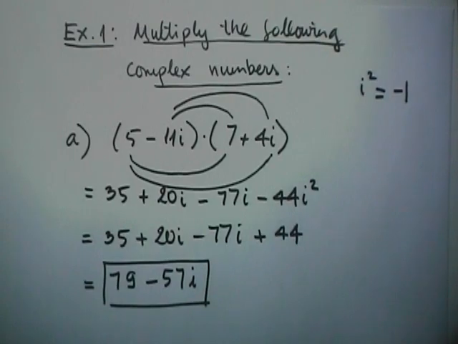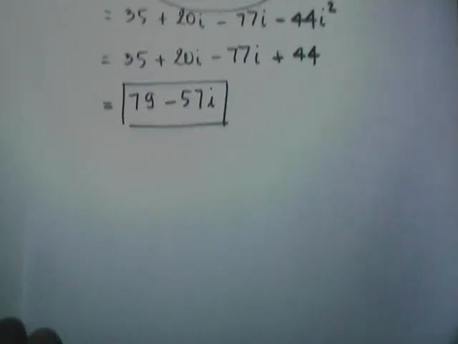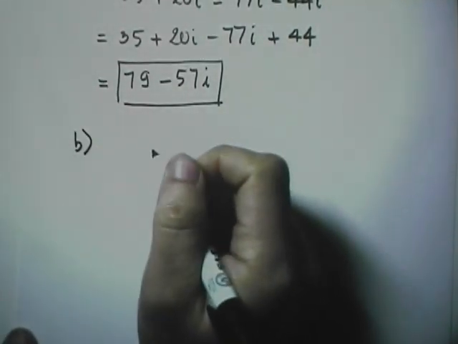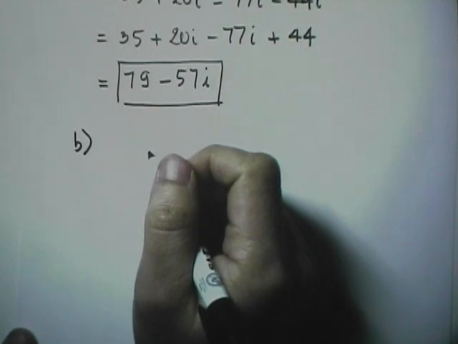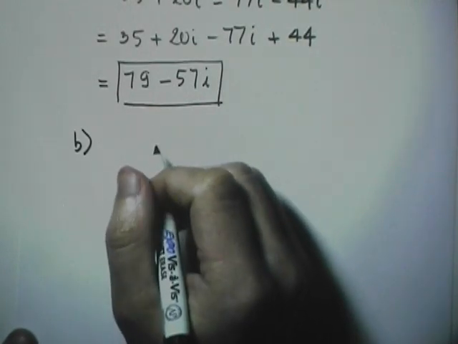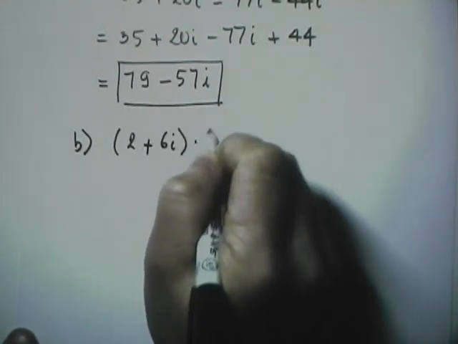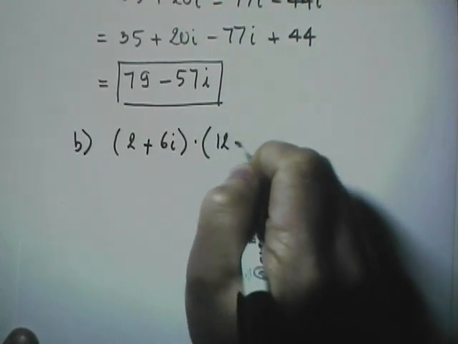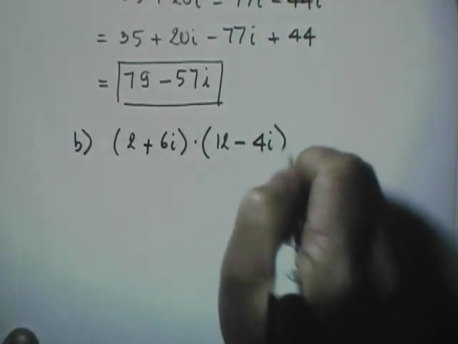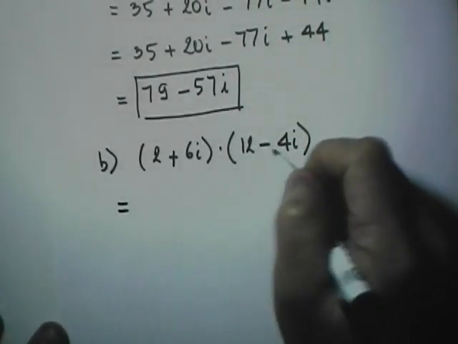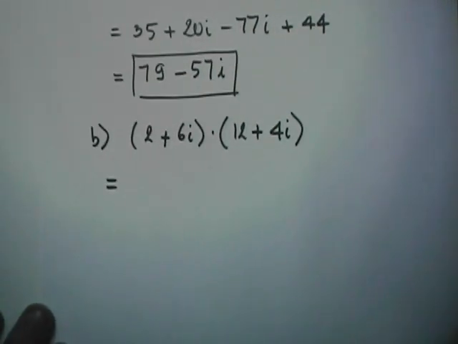So let's look at another complex multiplication. Let's try a simpler one, with smaller numbers: 2 plus 6i, times 12 minus 4i. Or how about just 12 plus 4i? Once again, what is the key here? FOIL is the key, right?